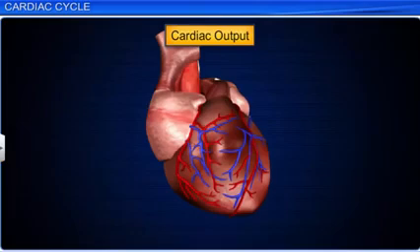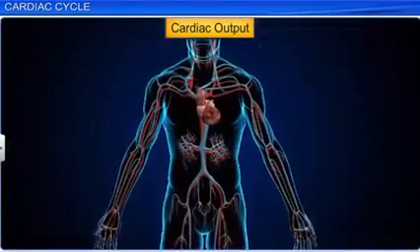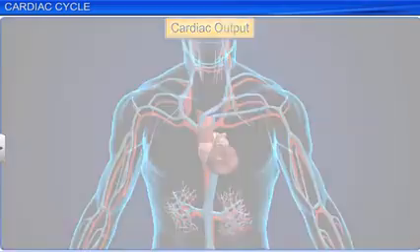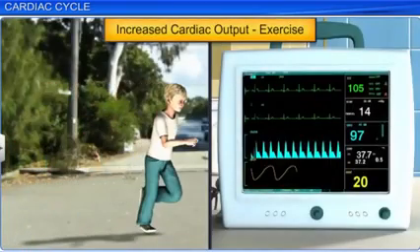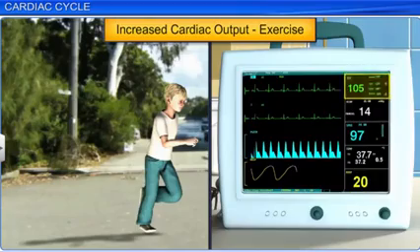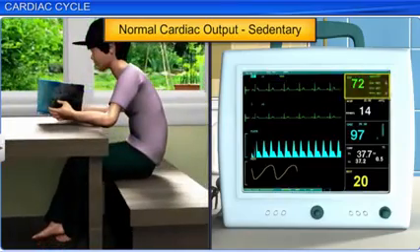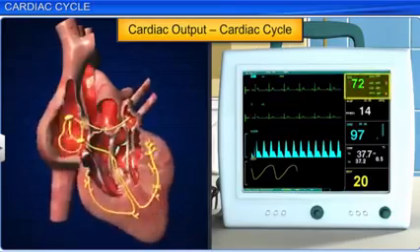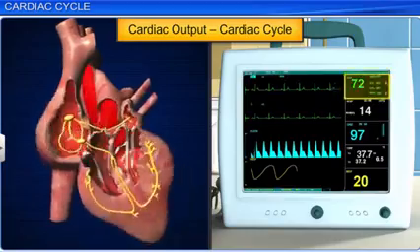So, cardiac output equals the product of the stroke volume and the number of beats per minute. In a healthy individual, the cardiac output is 5 liters per minute. But our body has the ability to increase cardiac output by 4 to 5 times during exercise and decrease it to return to normal at rest. Thus, the body can vary the cardiac output by controlling the cardiac cycle, which is driven by the transmission of action potentials.